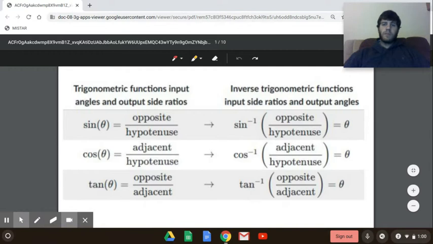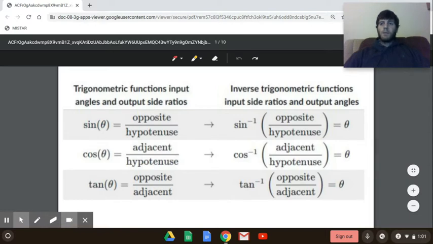So for sine, if we input an angle measure, our output is going to be the ratio of the opposite side of a right triangle over its hypotenuse. If you input an angle measure into the cosine function, the output is going to be the adjacent side over the hypotenuse. And tangent, you'll get opposite over adjacent. So you're inputting an angle measure, and the output is going to be a ratio. That ratio could be represented as a fraction, or as a decimal.